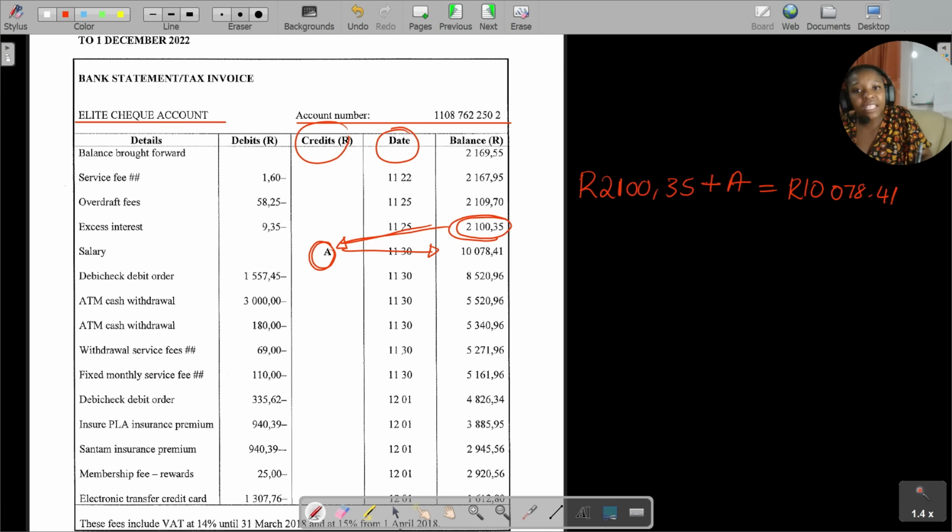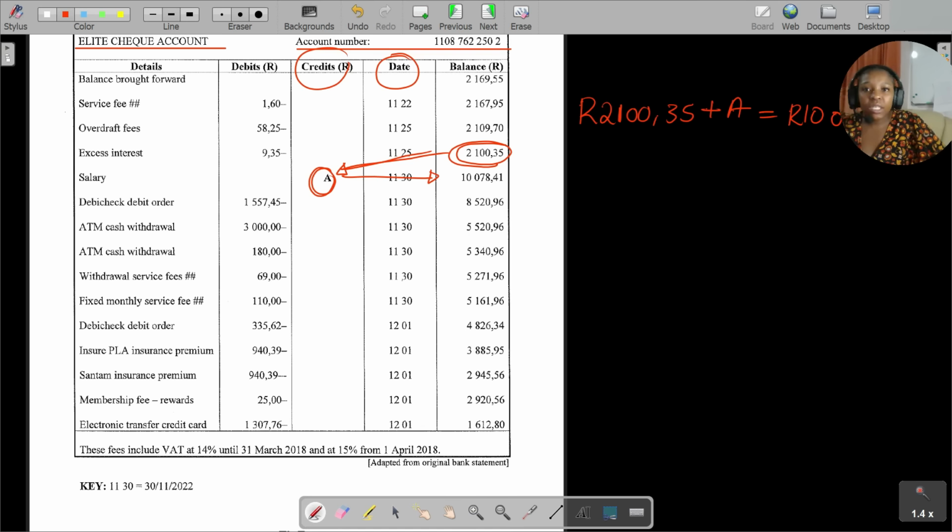We're also given that these are dates, different dates on which these transactions are occurring in his account. Then we are told that these fees include VAT at 14% until the 31st of March 2018. So a VAT amount of 14% was charged until the 31st of March 2018, and then the VAT amount is 15% from the 1st of April 2018. Very important information. Then we're given a key, which helps us analyze the different dates given to us there.